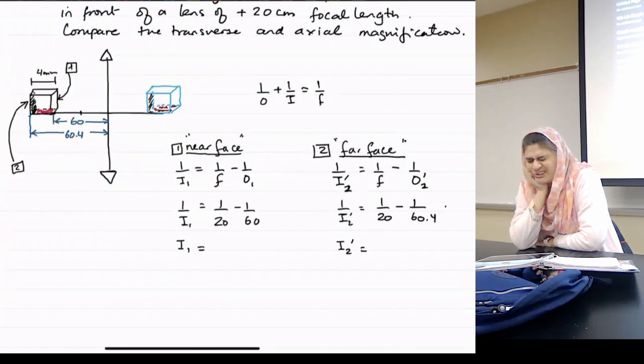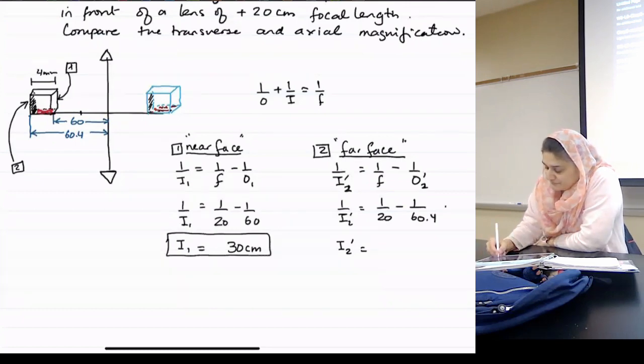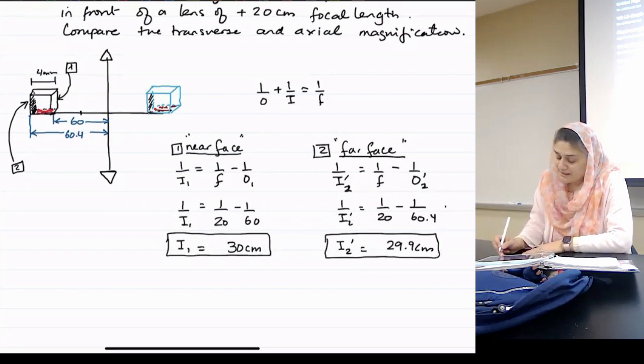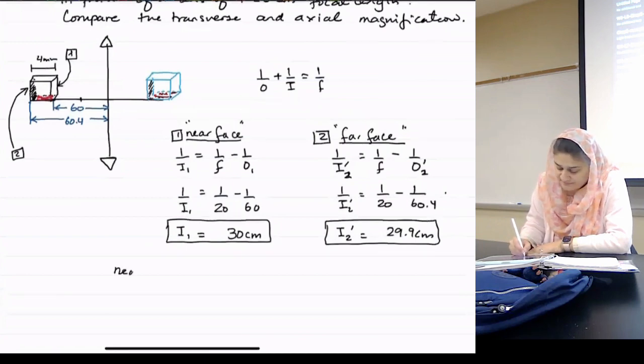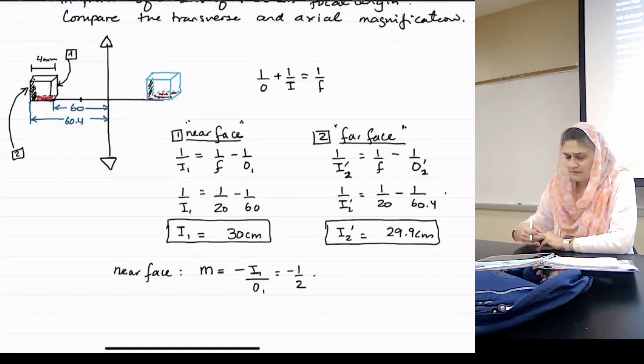So I1 is 30, and I2 is 29.9. Now that we have this information, can I calculate the transverse magnification? The answer is yes. For my near face, my magnification will be minus I1 over O1. So it's minus a half, and negative means it will be inverted. Yes, it will be inverted.